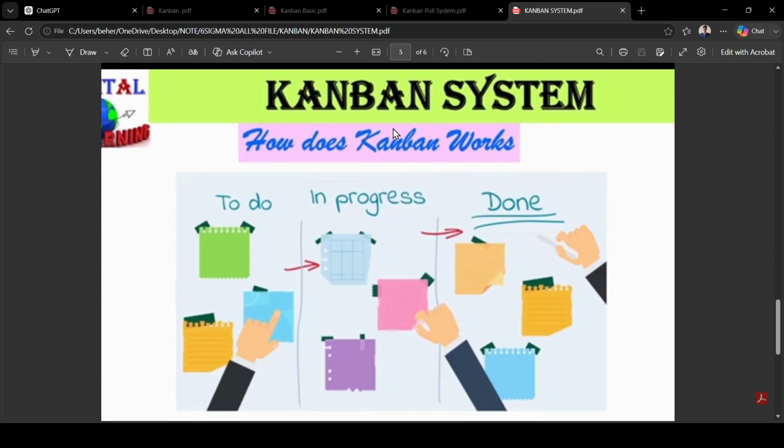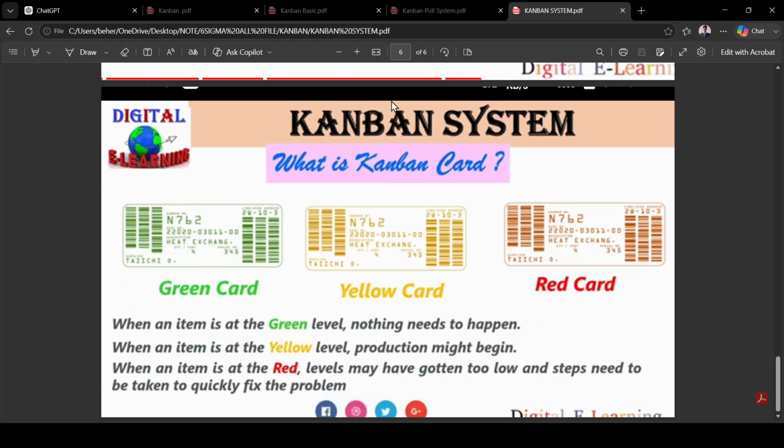Kanban system. How does Kanban work? To do, in process, done or completed. So what are Kanban cards? Green card, yellow card, red card. When an item is at the green level, nothing needs to happen. When an item is at the yellow level, production might begin. When an item has the red tag, levels may have gotten too low, and steps need to be taken to quickly fix the problem.